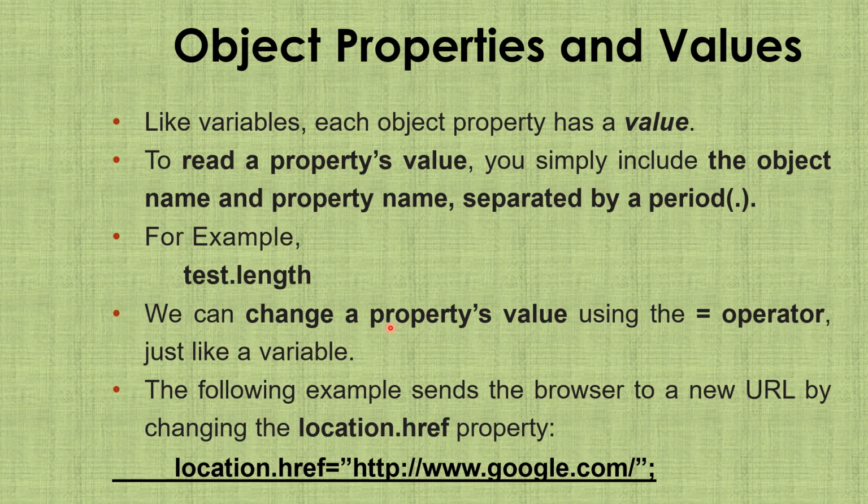We can change the property value using the assignment operator. This is the example: location.href. Here we give the URL of Google.